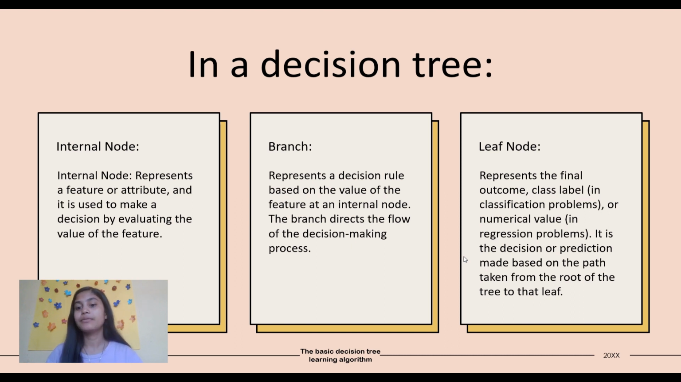Leaf node. Leaf node represents the final outcome: a class label in classification problems, or a numerical value in regression problems. So it is the decision or prediction made based on the path taken from the root of the tree to the leaf. That means the leaf node is going to give us the outcome, and if we are dealing with a classification problem, the outcome may be a class, and if we are dealing with a regression problem, the outcome may be a value which is the result of the regression. Okay, so that is leaf node. Now let's go to the next slide.